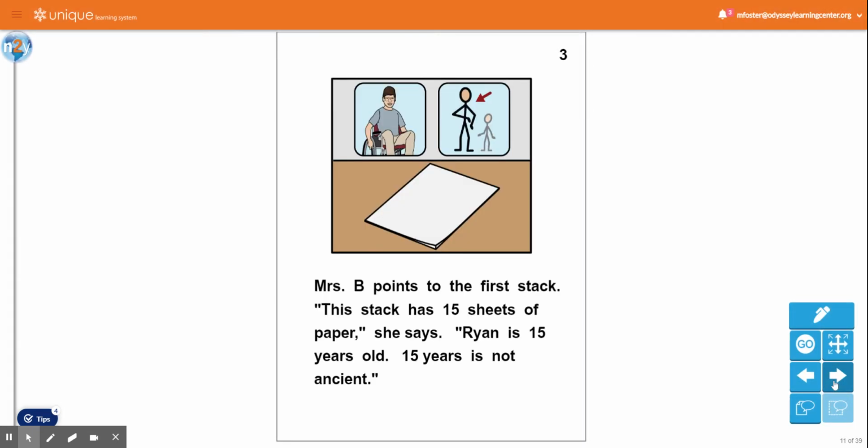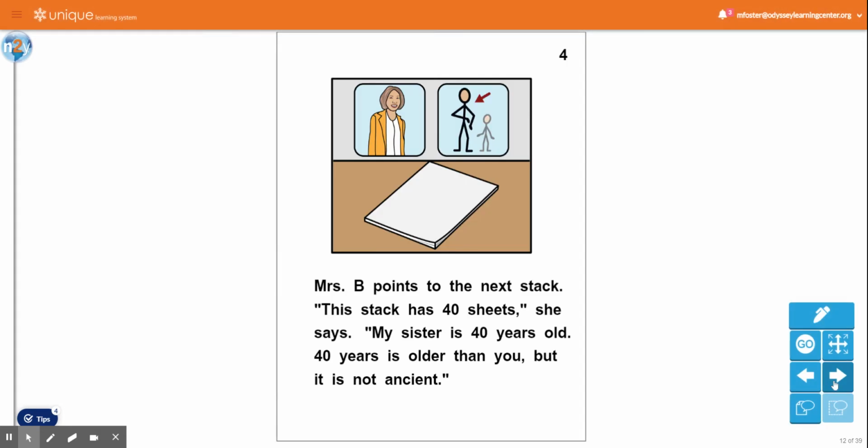Mrs. B points to the first stack. This stack has 15 sheets of paper, she says. Ryan is 15 years old. 15 years is not ancient. Mrs. B points to the next stack. This stack has 40 sheets, she says. My sister is 40 years old. 40 years is older than you, but it is not ancient.